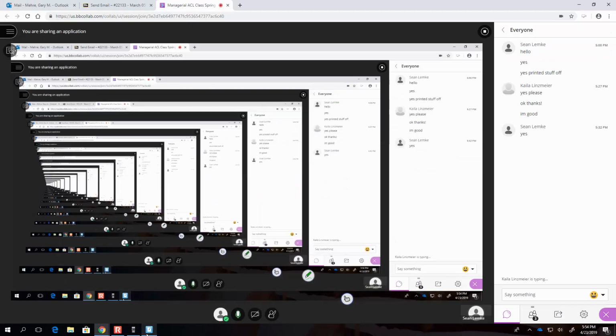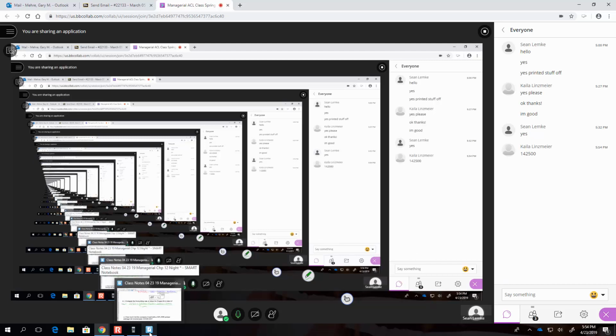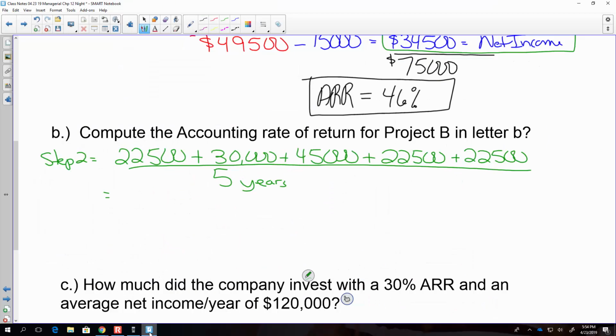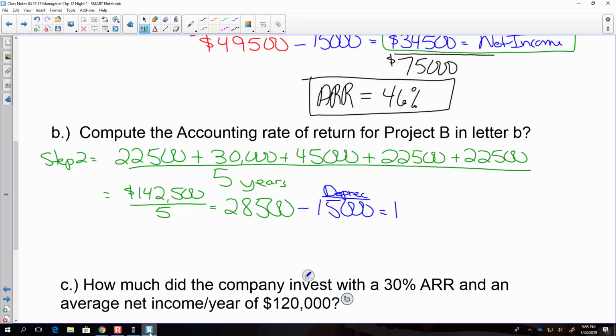Kayla, by chance, do you have that number? Would it help if I showed you that? 142.5? And I divide by 5, which gives me what? 28.5. Yeah. I subtract off the 15, the expense, the depreciation, and I get 13.5, which I then divide by 75 to give me an accounting rate of return of 18%. 18%.